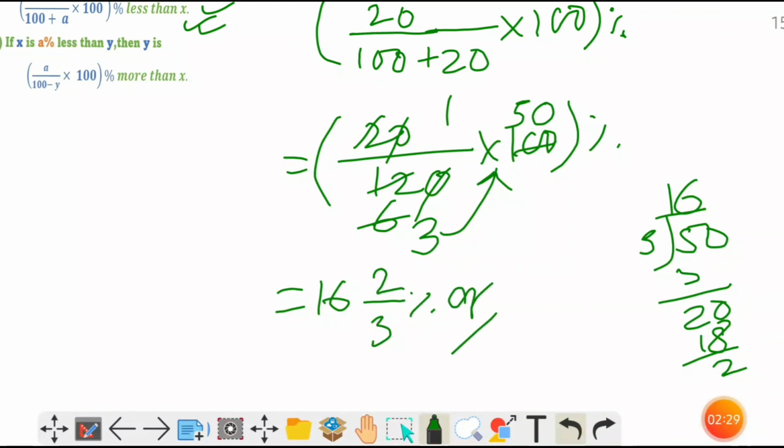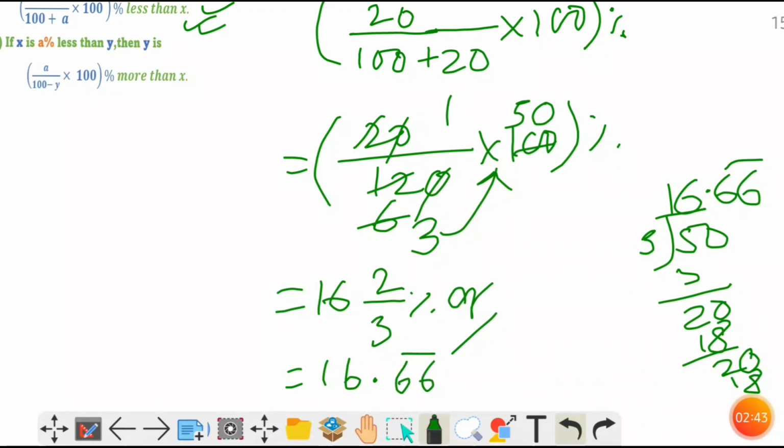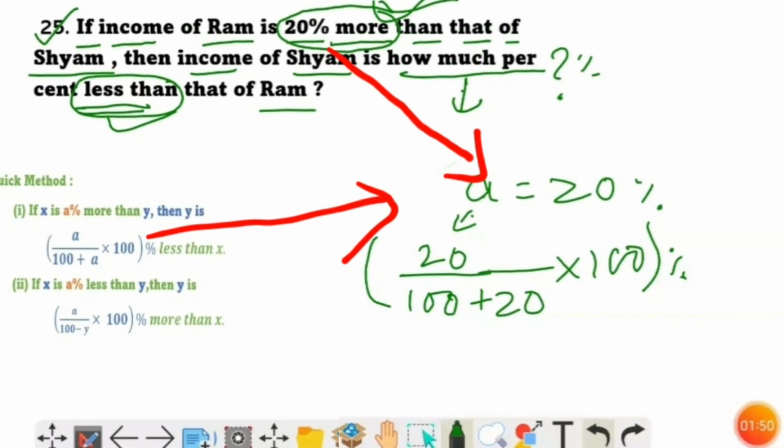Or in decimal we can write it as, putting one decimal we'll get again 20 and 3 sixes are 18. Again the remainder will be 2 and 6 will come again and again, so it will be 16.66 recurring percent. So this is this much percent less. So from this question we learned a shortcut trick that simply by using the value of a, that is 20%, in this formula we can easily get the answer. We just have to see the percentage, that is in this question it is 20%, that is a. Just put the value of a in the formula, you'll get the answer.